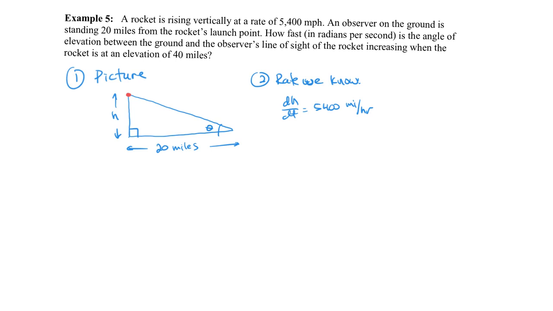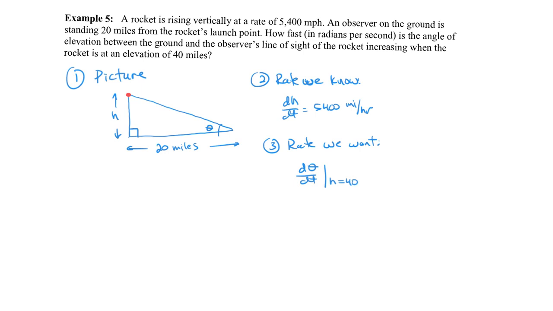Okay, so then step 3, the rate we want. All right, so it says, how fast in radians per second is the angle of elevation between the ground and the observer's line of sight of the rocket increasing when the rocket is at an elevation of 40 miles? Okay, so basically now we're talking about this angle theta, right? So we want d theta/dt at the point where h equals 40.